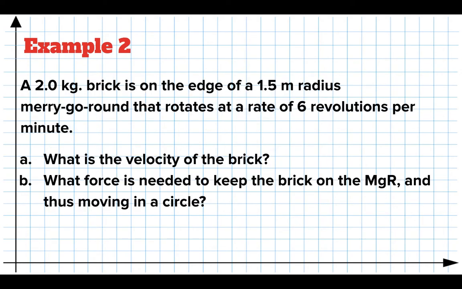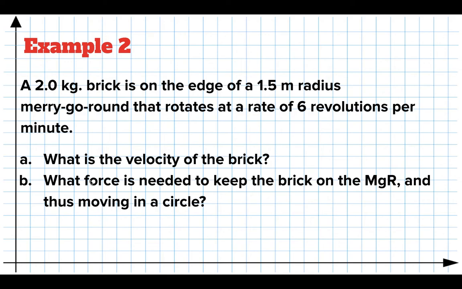Now, here's a slightly more complicated problem. I've got a brick, and it's on the edge of a merry-go-round. The merry-go-round has a radius of 1.5 meters, and we don't tell you the velocity. We tell you that the merry-go-round is rotating at 6 revolutions per minute. So the first thing you have to do is find the velocity. Then once you find the velocity, you can find the force that is needed to keep the brick on the merry-go-round.